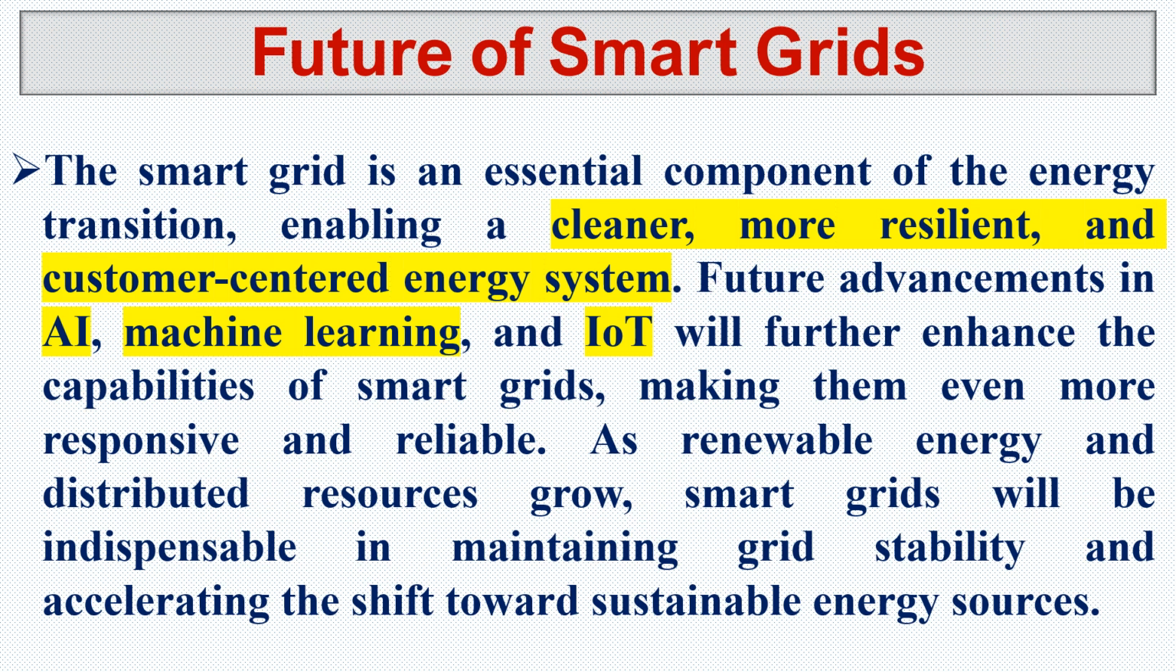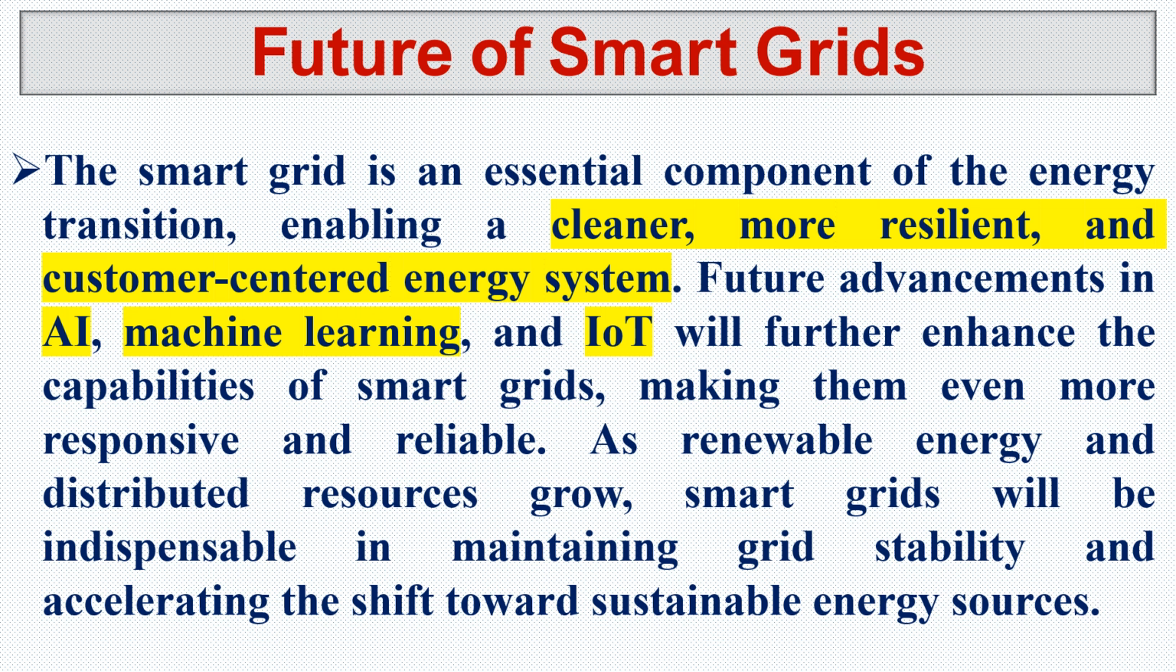We come to the last slide. So what is the future of smart grids? The smart grid is an essential component of energy transition, enabling a cleaner, more resilient, and customer-centered energy system. So it should be cleaner, that is renewable, more resilient, and customer-centered. Future advancements in AI, machine learning, and IoT, Internet of Things, will further enhance the capability of smart grids, because we already have a smart grid with digital technology and automation technology.